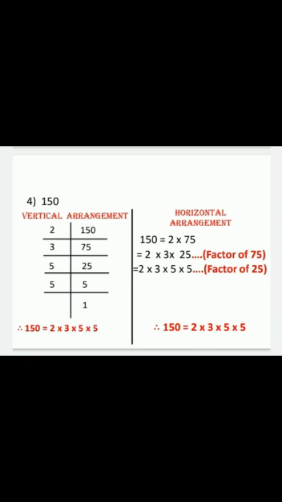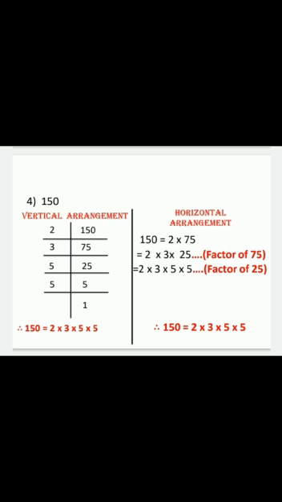The fourth sum, 150. In vertical arrangement, 2 into 75. Then 75, 3 into 25. Then 25, 5 5s are. Then 5 1s are. Therefore 150 is equal to 2 into 3 into 5 into 5.